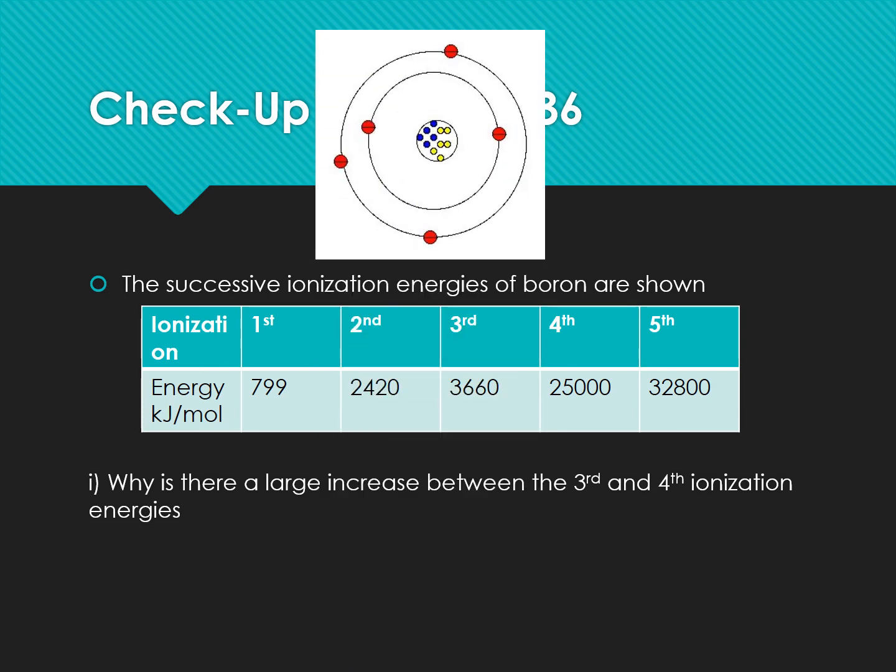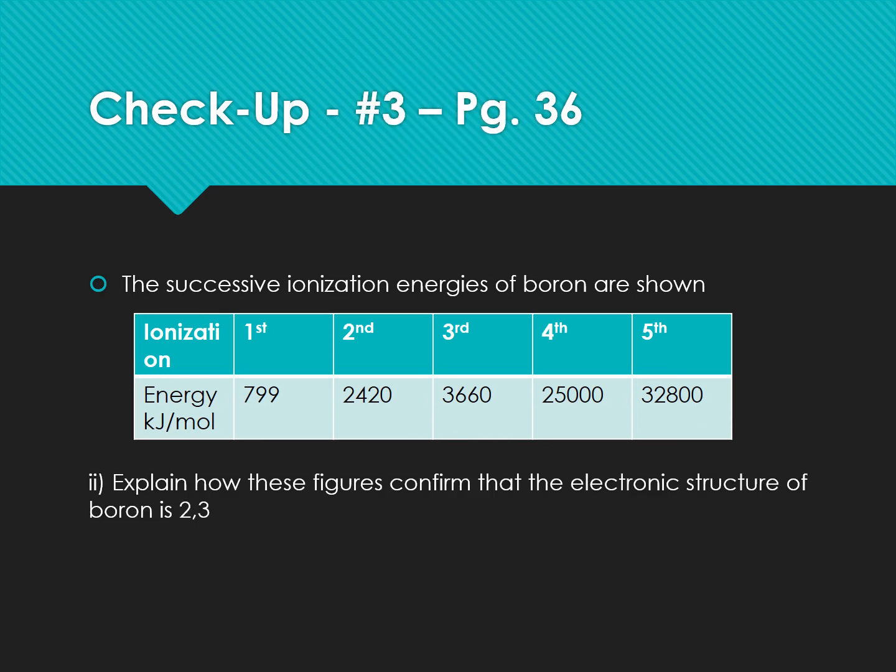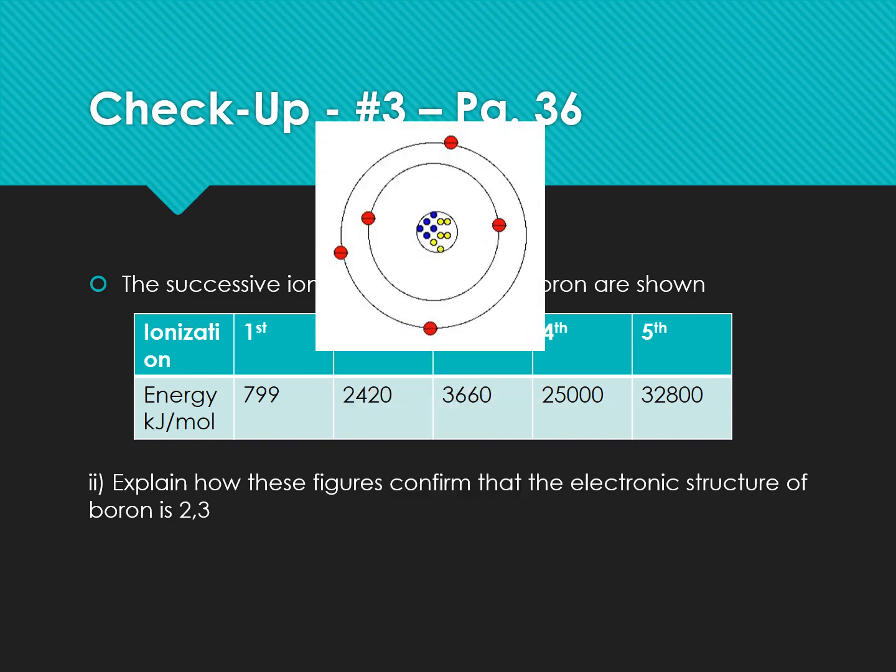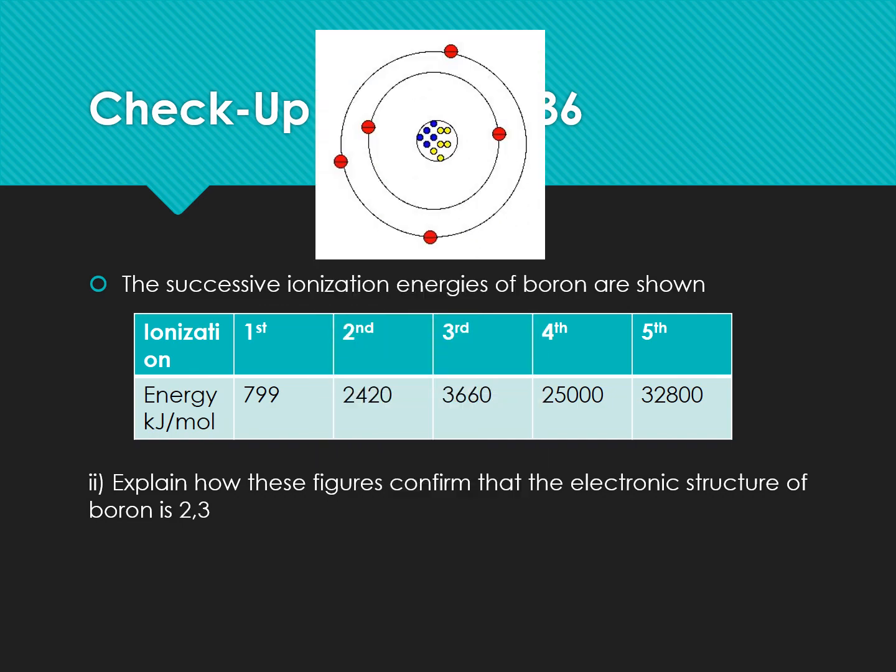So you can see here, 1, 2, 3 in the outer row. So that means they get rid of that outer electron, and then it takes a big jump to remove the next 2 because they are different energy levels. So explain why these figures confirm the electronic structure is 2, 3. It's because you have to have 3 in the outer electron shell, and there's 2 in the inner one because that leaves you the 4th and 5th electrons.